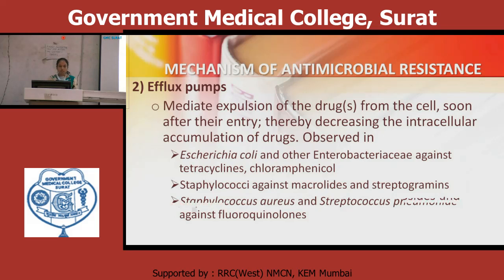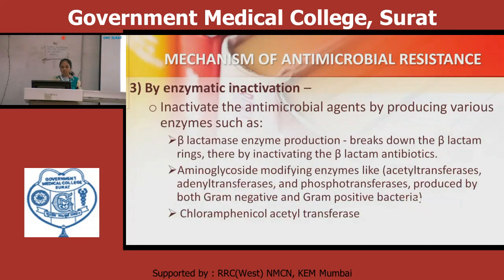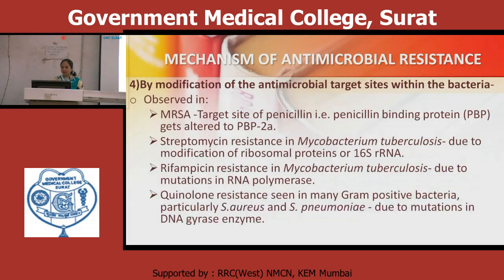Third one is enzymatic inactivation. It inactivates the antimicrobial agents by producing various enzymes, such as beta-lactamase enzyme production that breaks down the beta-lactam rings, thereby inactivating the beta-lactam antibiotics. Aminoglycoside modifying enzymes like acetyltransferase, adenyltransferase, phosphotransferase are produced by both gram-negative and positive bacteria. Chloramphenicol acetyltransferase. Fourth one, modification of the target site within the bacteria.